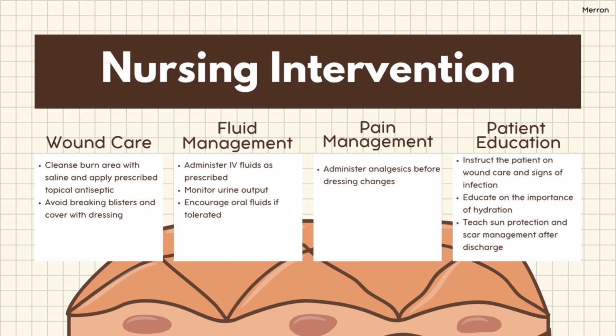For the nursing intervention, for wound care, we're going to cleanse the burn area with saline and apply a prescribed topical antiseptic. We avoid breaking blisters and opening them up, so we cover them with dressings. For fluid management, we're going to administer IVs, monitor our urine output, and encourage oral fluids if tolerated. For pain management, we're going to administer medications to help with the pain and numbing before the dressing changes.